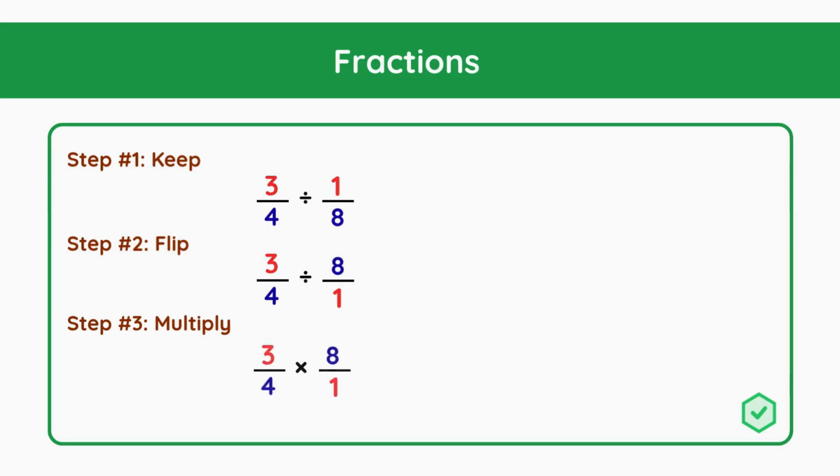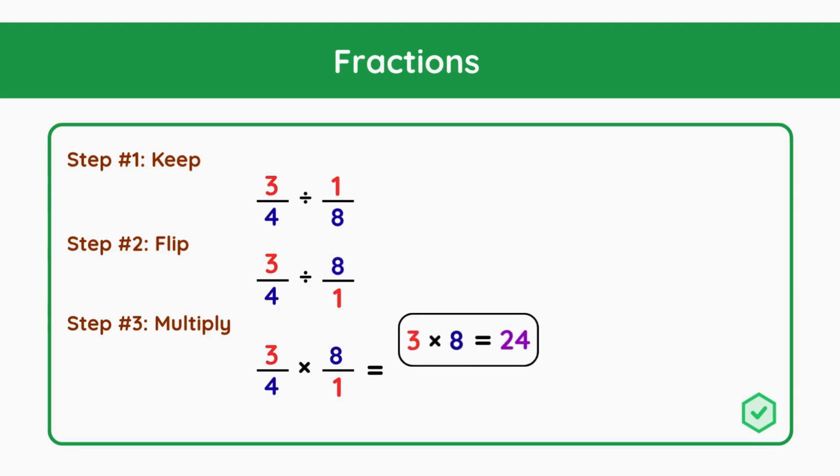So we have 3/4 multiplied by 8/1. Multiply the top numbers. 3 times 8 makes 24. Multiply the bottom numbers. 4 times 1 makes 4. This gives 24/4, which is 24 divided by 4, and that equals 6. So the baker can make 6 loaves.